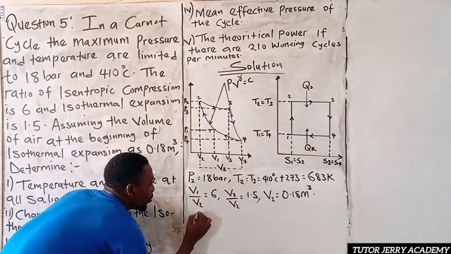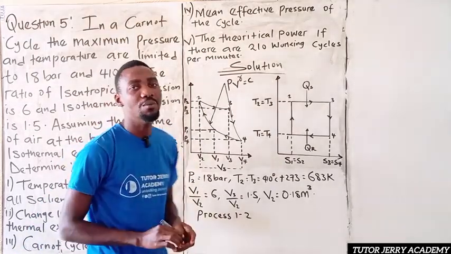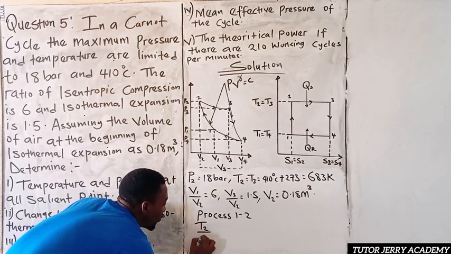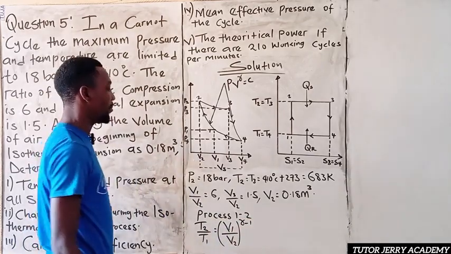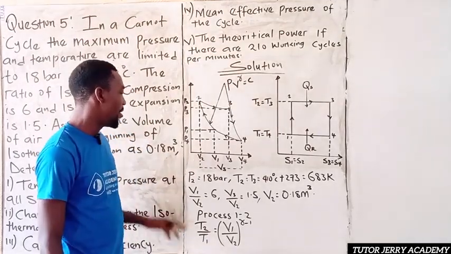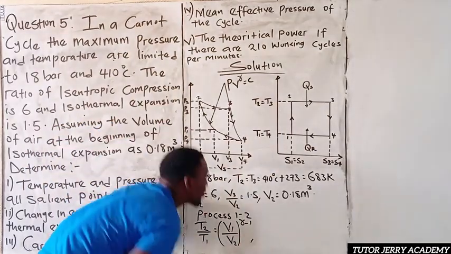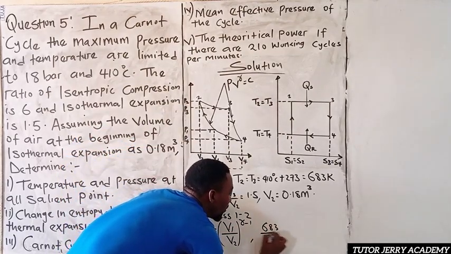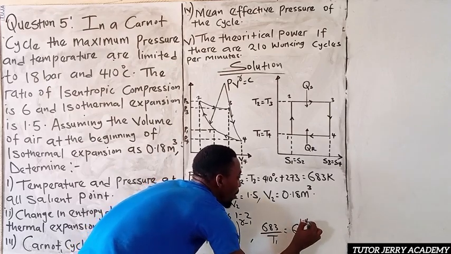So let's start. We are going to start with process 1 to 2. So from process 1 to 2, you are going to recall the relation between temperature and volume. T2 all over T1 is equals to V1 all over V2 all to the power of gamma minus 1. But you are going to recall carefully that V1 all over V2 is nothing but 6. So let's substitute all these parameters here. T2 is already given to us to be 683 all over T1 will be equals to 6 to the power of 1.4 minus 1.